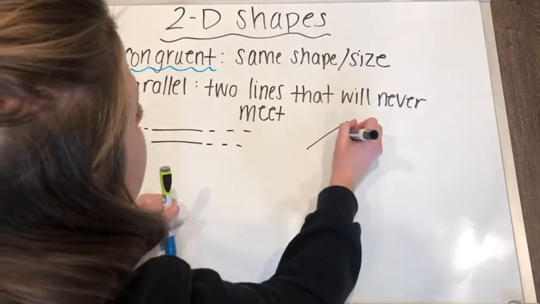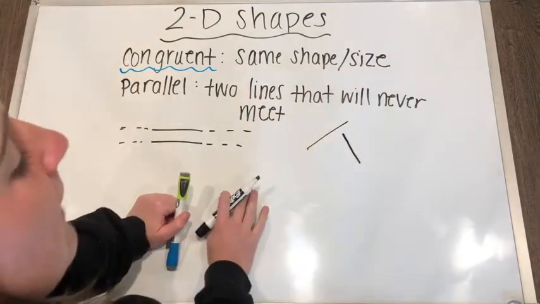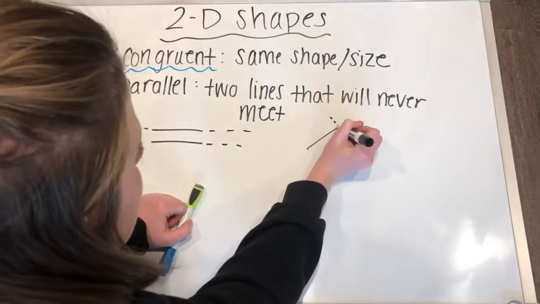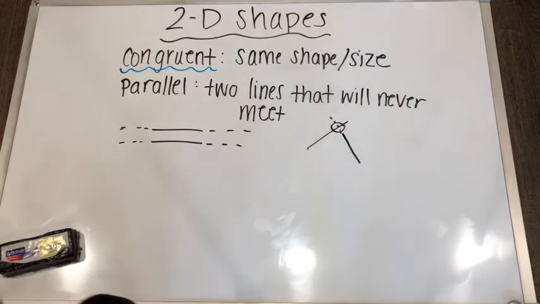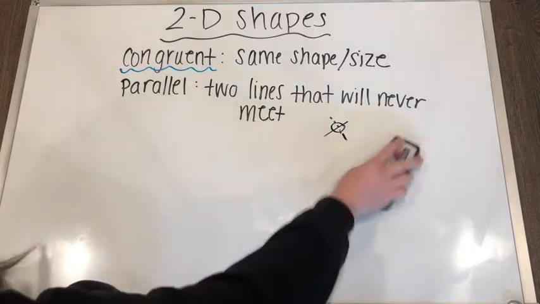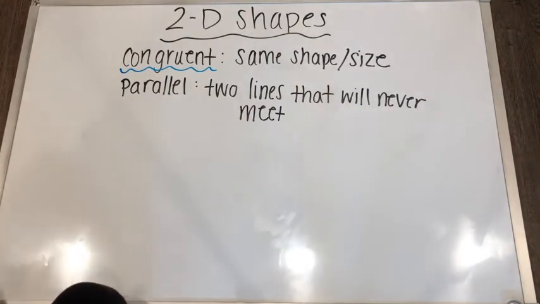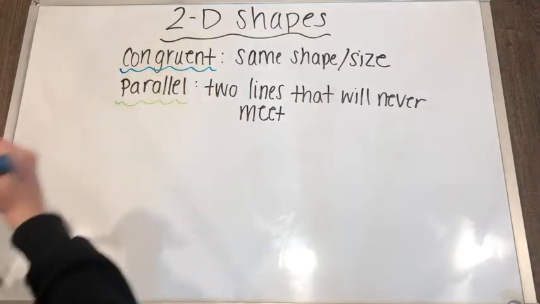Now these two lines are not parallel because if we were to extend this line, they would cross. Okay, they would meet, so they are not parallel. So this was what parallel lines are.